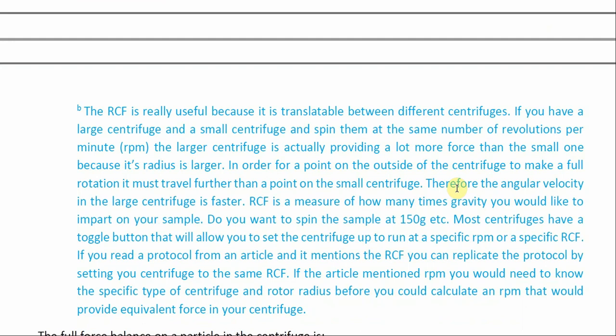RCF is a measure of how many times gravity you would like to impart on your sample. Do you want to spin the sample at 150 G, for instance? In this case, 150 would be the RCF. Most centrifuges have a toggle button that will allow you to set the centrifuge up to run at a specific RPM or a specific RCF. If you read a protocol from an article and it mentions the RCF, you can replicate the protocol by setting your centrifuge to the same RCF. If the article mentioned RPM, you would need to know the specific type of centrifuge and rotor radius before you could calculate an RPM that would provide equivalent force in your centrifuge.